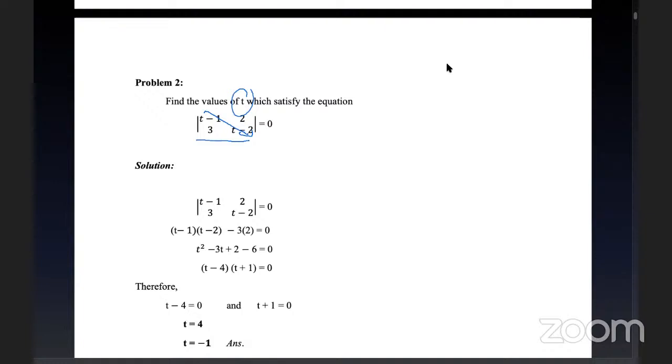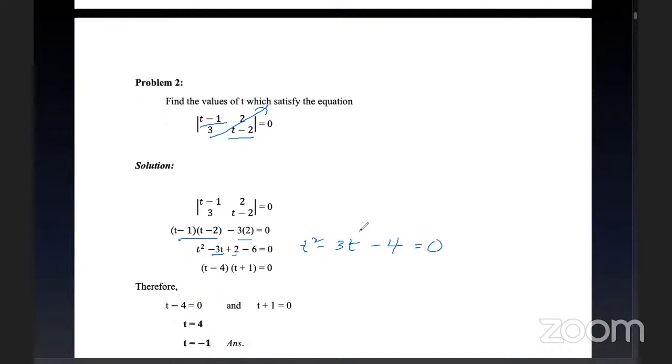Let me clear that one. Ayan, t minus 1 times t minus 2, yun yung first term natin, minus the product of this one. So 3 times 2 is 6. I'm multiplying these functions. So we have t squared. And so negative t minus 2t, you have negative 3t. Negative 1 times negative 2 is positive 2. Here you have 3 times 2 is 6. So simplifying now, we have t squared minus 3t minus 4 equal to 0.